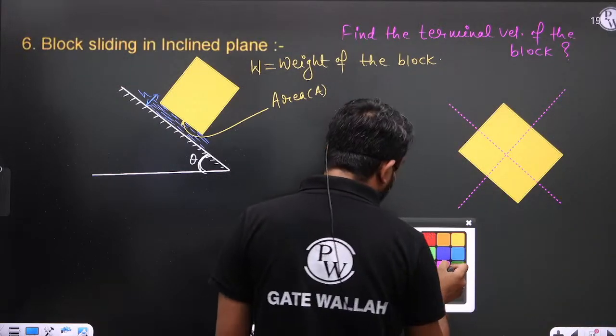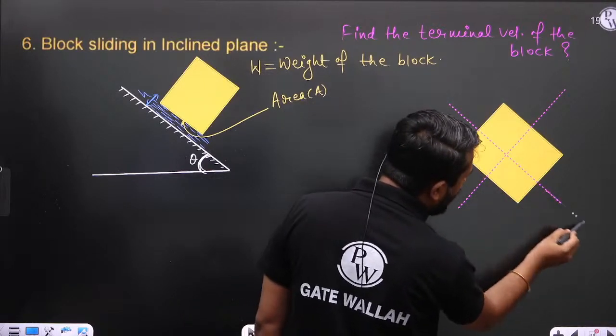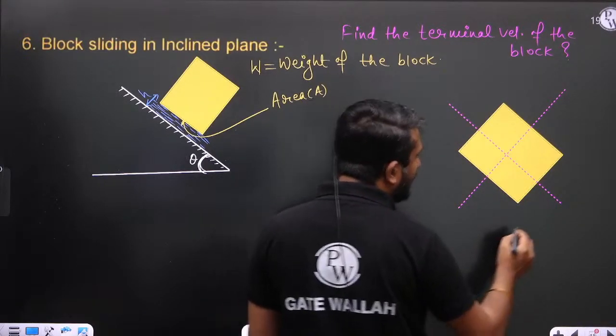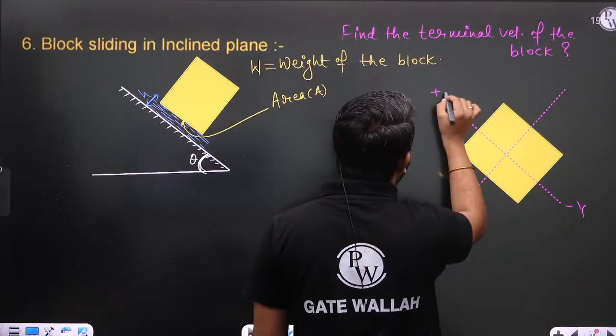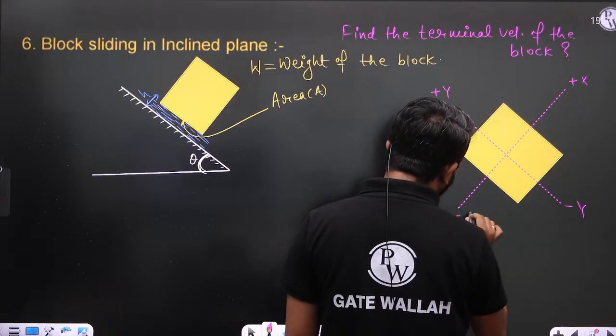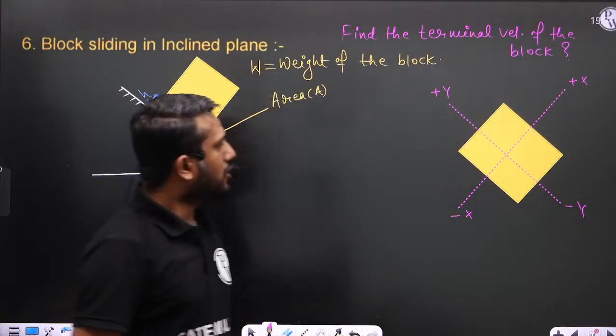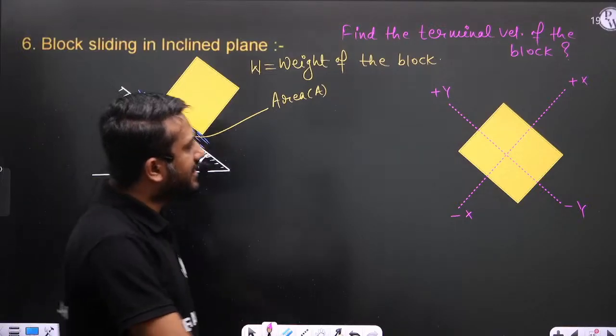Now the block is sliding in this direction. Let us consider this is the negative y direction, this is positive y direction, this is positive x direction, and this is the negative x direction. So the block is sliding in the negative y direction.